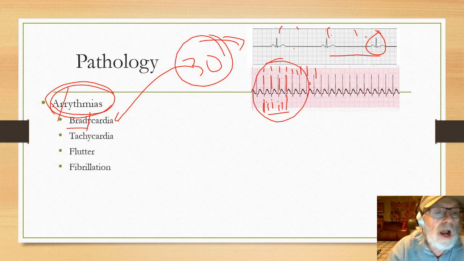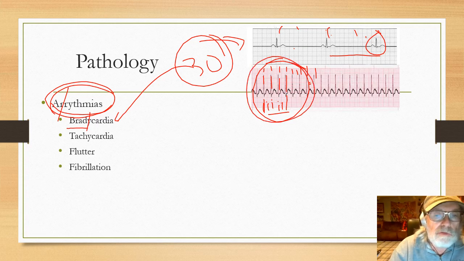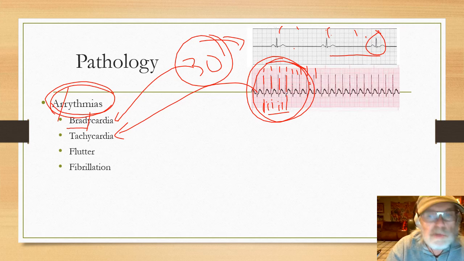Our rate's much higher here. It's well over that 100. If I look at here, this is probably about 180 beats per minute. So what happens is it's going too fast. If it's going too fast, what is that? That's a tachycardia. The heart's beating too fast.